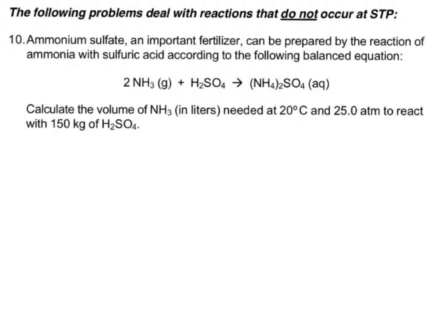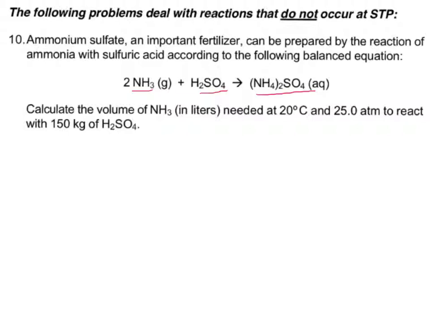can be prepared. Ammonium sulfate is this compound right here, (NH4)2SO4, and it can be made by reacting two ammonias with one sulfuric acid. It asks us to calculate the volume of NH3 in liters needed at 20 degrees Celsius and 25 atm to react with 150 kilograms of H2SO4.